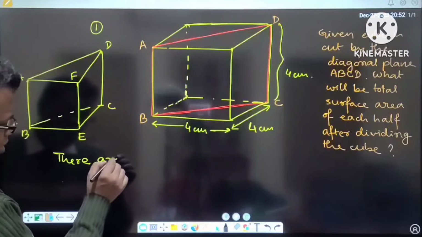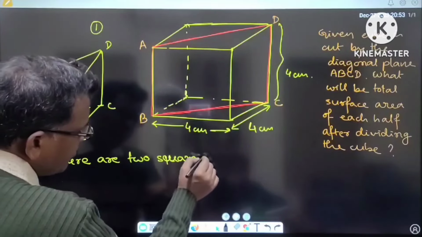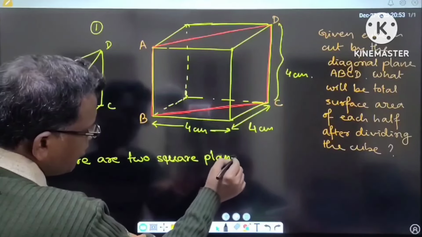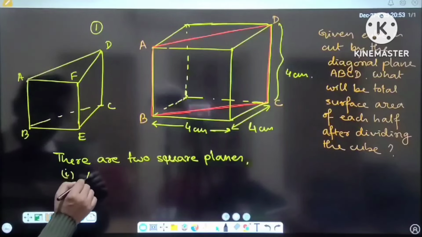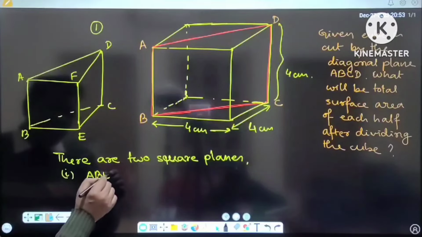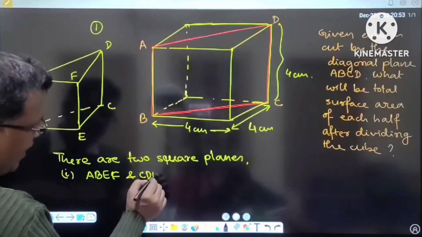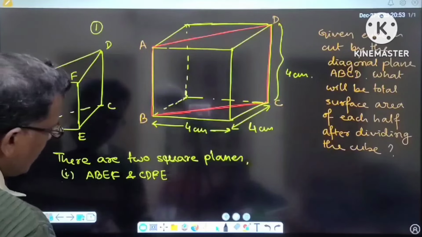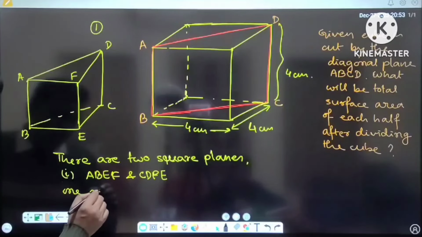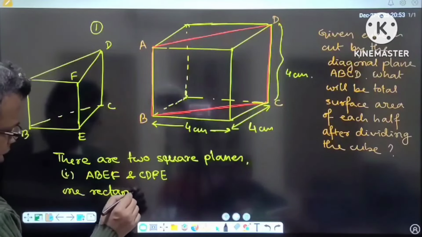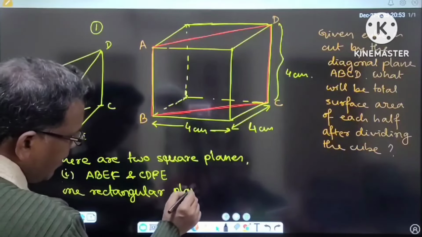Now after doing this division, there are two square planes. What are those square planes? The square planes are, I can name them, A, B, E, F and C, D, F, E. These two are square planes, right? One rectangular plane.